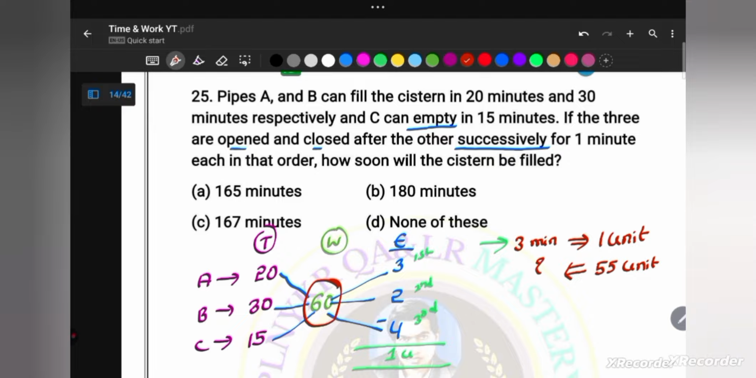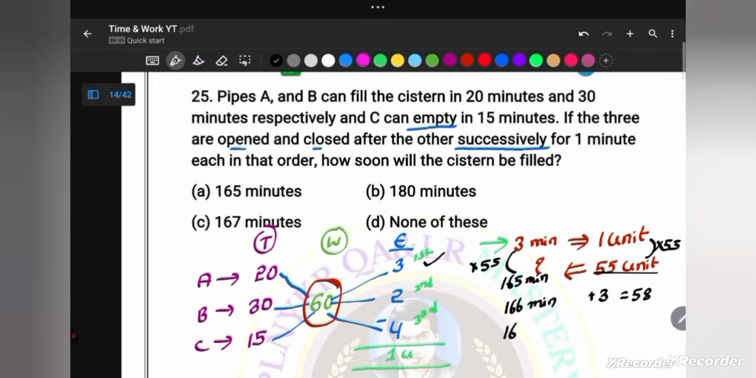How will we do it? Simply, it is a multiple of 55, right? So we'll be multiplying the time also by 55. How much time? 165 minutes. So after completing 165 minutes, the work done will be equal to 55 units. Next, in the 166th minute, who will be working? A will be working, completing 3 units of the work, plus 3, so it will be 58 units.